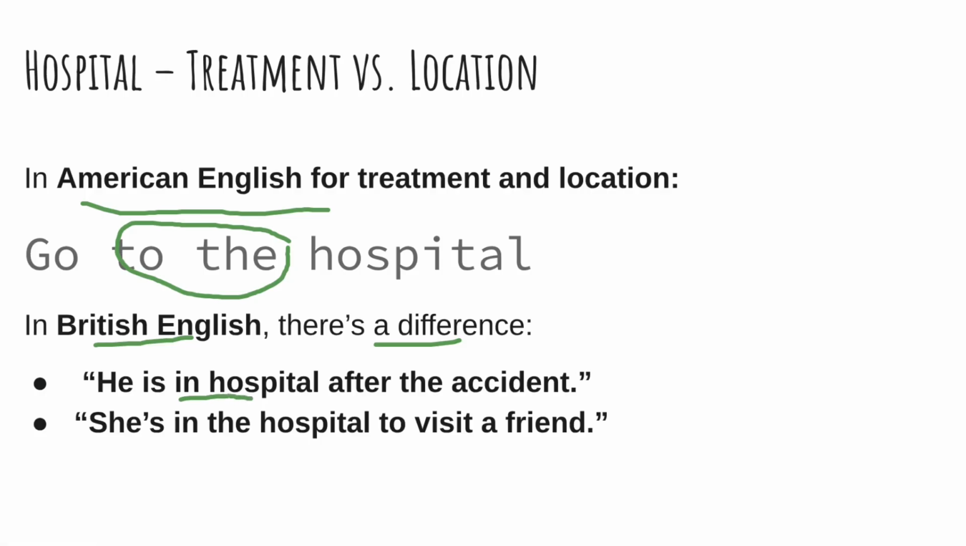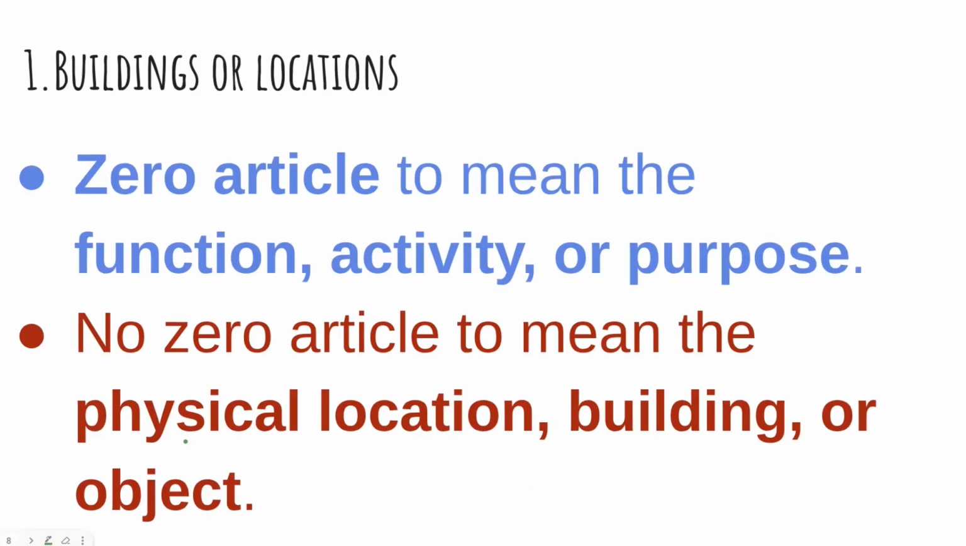But she's in the hospital to visit a friend. That's about the physical place itself. So the key takeaway from this first category is this. When you refer to what the place is for, use zero article. When you refer to the actual place, use the. This distinction is subtle but crucial for sounding natural and fluent in English. Let's now move on to the next category.